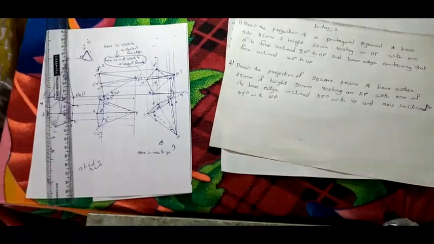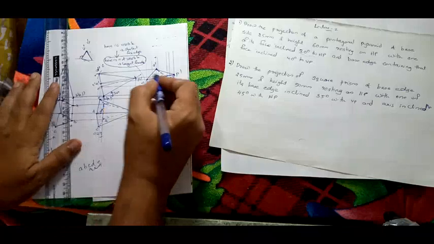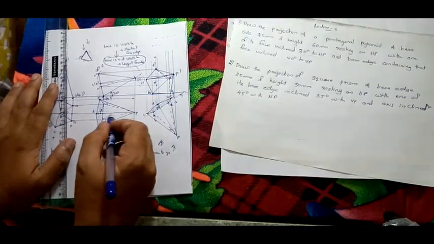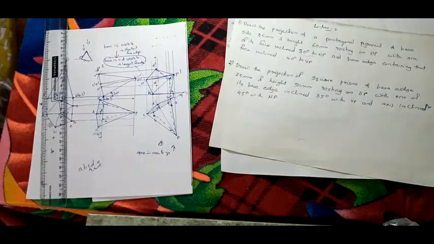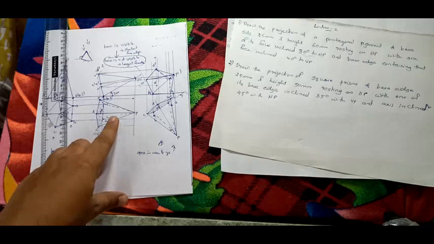So the figure may be somewhat different because I haven't taken the actual dimensions. You have to follow the principle. And one more thing here, previously I haven't drawn O dash P dash, right? One more thing I have to tell you, that is the axis also you have to draw.